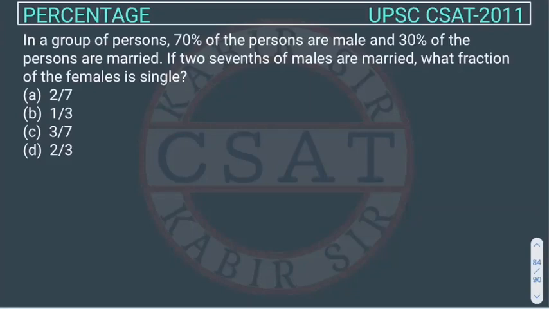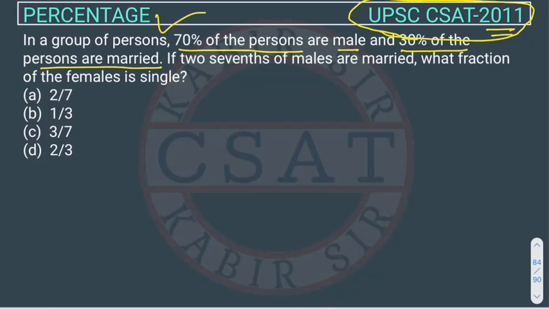This is a percentage question asked in UPSC Civil Services CSAT exam 2011. In a group of persons, 70% of the persons are male. So how many persons are male? 70%. 30% of the persons are married.